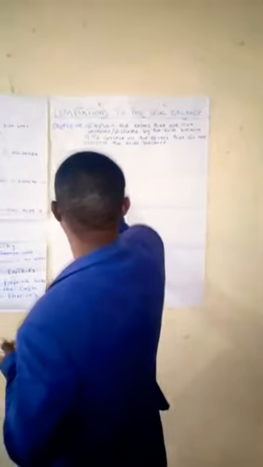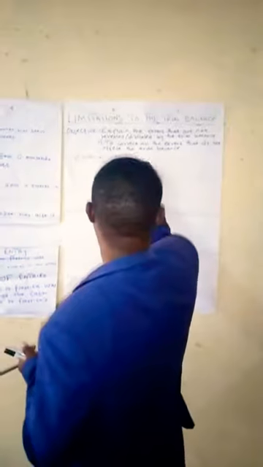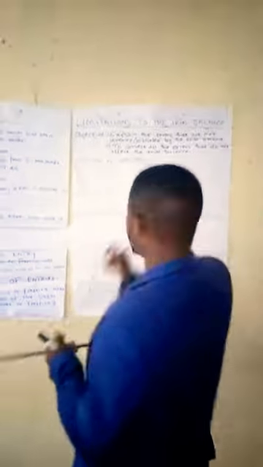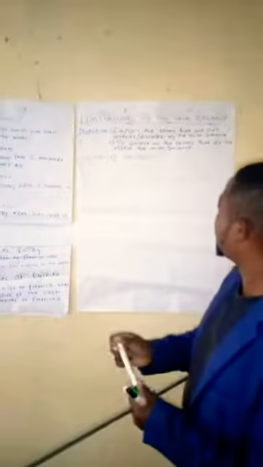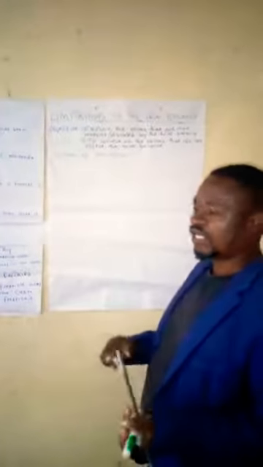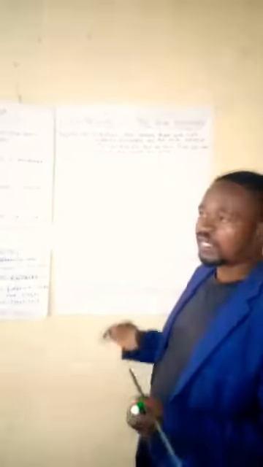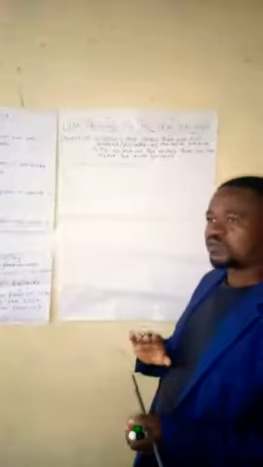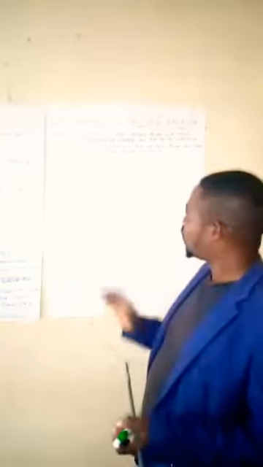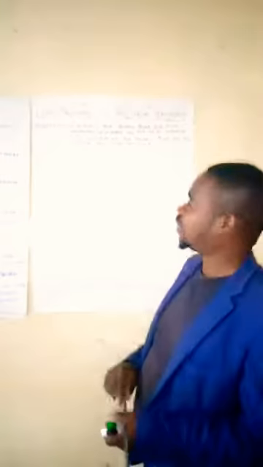Error of omission. Now, with this error, what it means is that a transaction is completely left out in the books of accounts. It is completely omitted. Once it is completely omitted, it does not affect the trial balance.